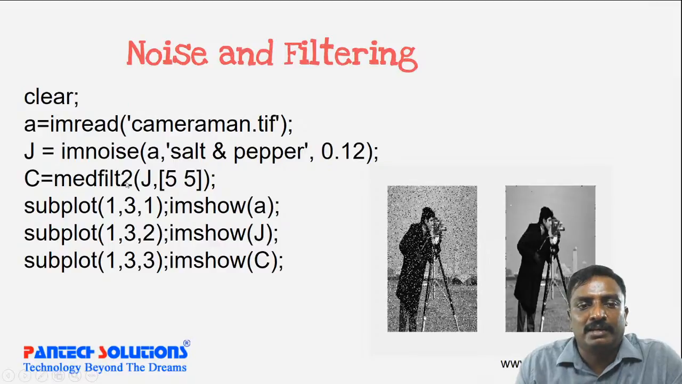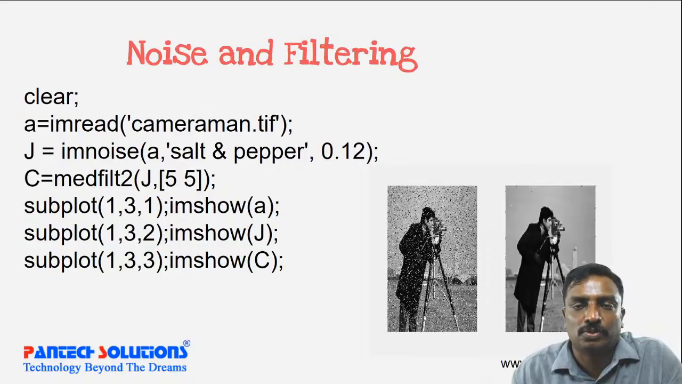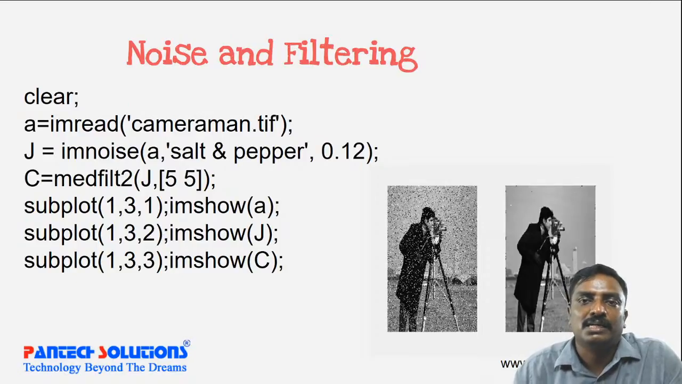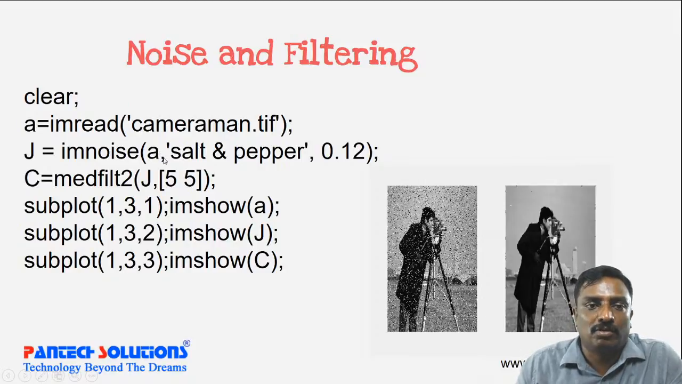And medfilt2 is the median filter. This 5,5 is the mask, like the nearest neighboring pixels. If you put 3,3, it will take the nearest neighbors, totally 9 values. If you put a 3 cross 3 mask, it will take the median value of the neighbor values and replace the pixel value. So that's how the median filter works. There is a lot of documentation available on the internet for the median filter.